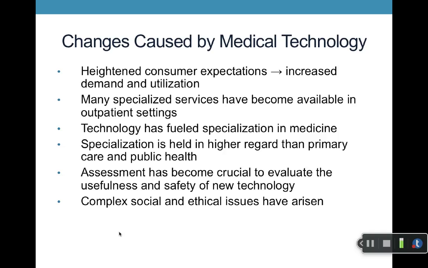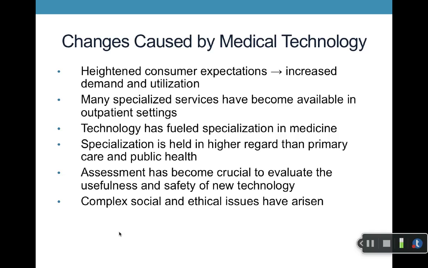What we also see is that many of these highly specialized services, like cancer chemotherapy or radiology or certain kinds of interventional procedures, even things like colonoscopies, through advances in medical technology, they've been able to be removed from the inpatient setting and moved to outpatient settings where they can be performed at lower cost and more efficiently.